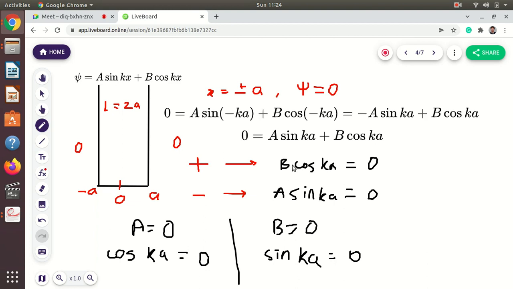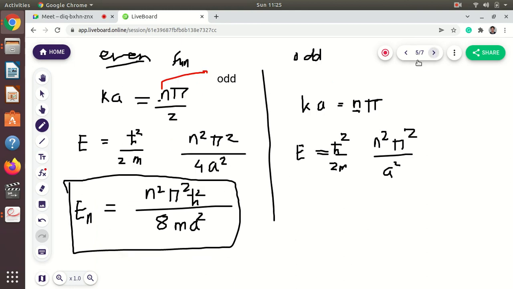Therefore they cannot be 0 simultaneously. So what can be the case? If b is equal to 0, then sin ka must be equal to 0, or if a is equal to 0, then cos ka must be equal to 0. By using this method we have solved this. Again we get two solutions: one is the even solution, one is the odd solution. For the even solution n is odd, and for the odd solution n is even. You just remember these things.